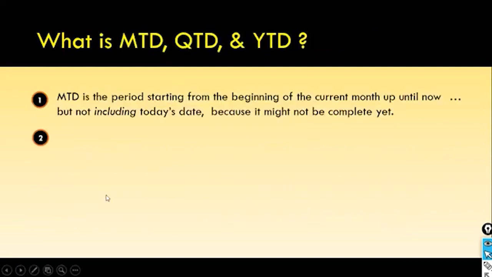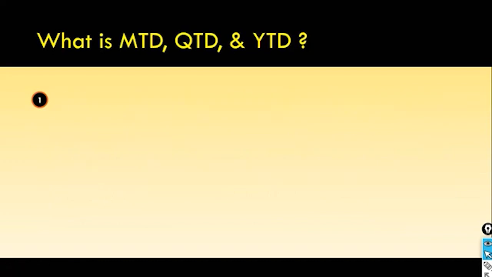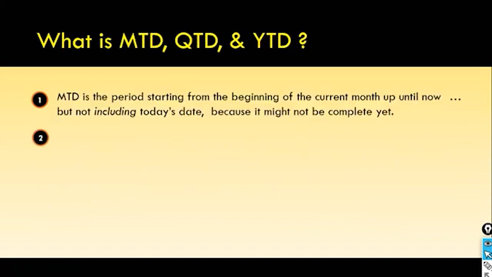Now first of all, what is month to date? How many of you have an accounts background? You can tell that. Month to date is nothing but the period starting from the beginning of the current month up until now. Let's say today's date is 10th November. If your manager asks you for the month to date sales, it means starting from November 1st until yesterday, not today, because today is not yet completed. So 1st November to 9th November is your month to date sales.